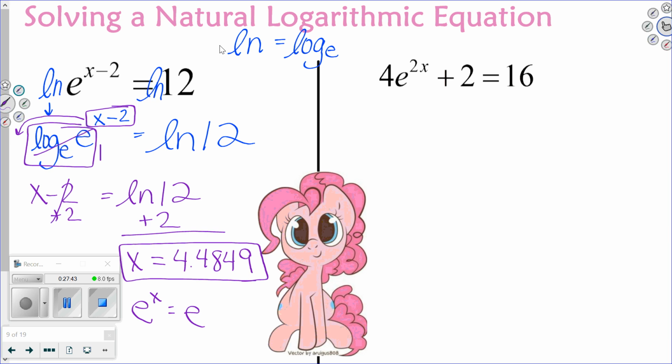Just be careful. I think a lot of students are like, oh yeah, that's natural log of 14 then. No, you can't separate or do anything to that number that's attached to my logs.